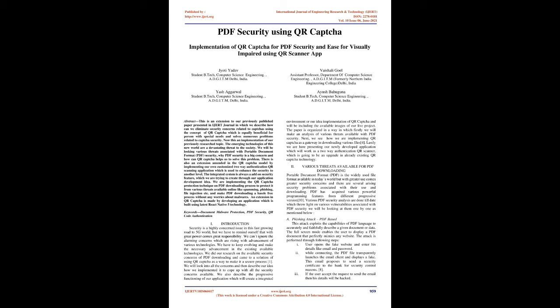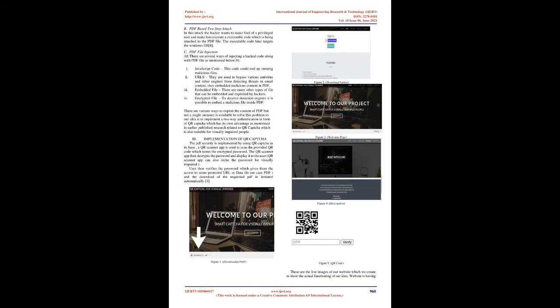The paper is organized in a way in which firstly we will make an analysis of various threats available with PDF security. Next, we see how we are implementing QR Captcha as a gateway in downloading various files. Lastly, we are presenting our newly developed application, which will work as a two-way authentication QR scanner, which is going to be an upgrade in the already existing QR Captcha technology.